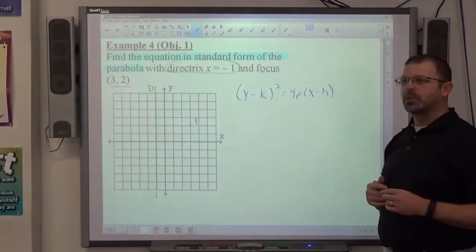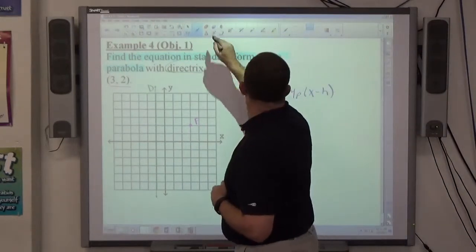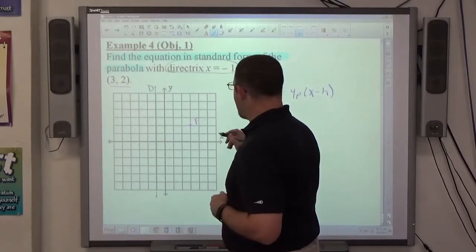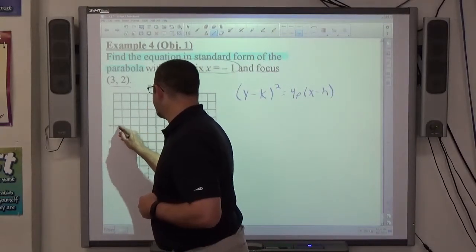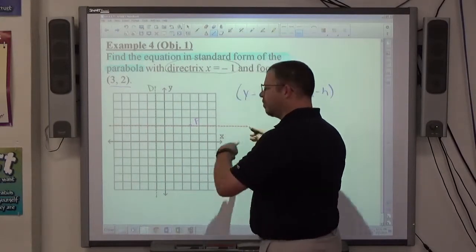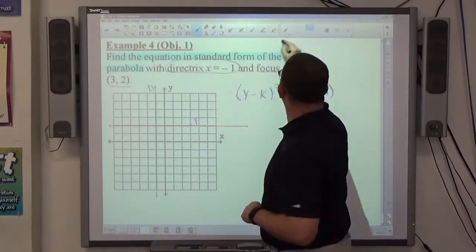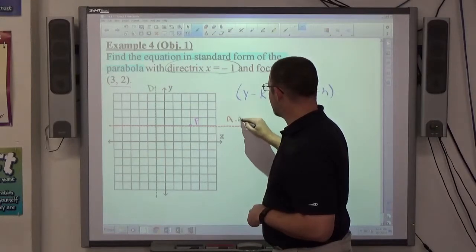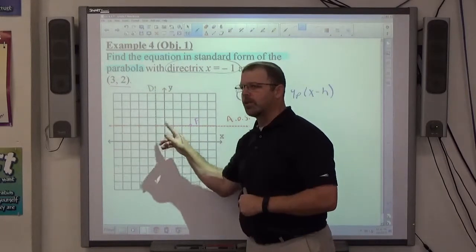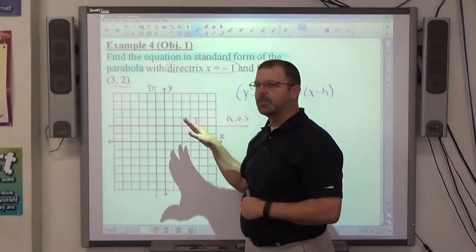H and k are the coordinates of the vertex. And what you need to recall about the vertex is it lies on the same line as the focus that is perpendicular to the directrix, the axis of symmetry. So they didn't tell me the axis of symmetry, but I can very easily determine that. It's perpendicular to the directrix, it goes to the focus and the vertex.